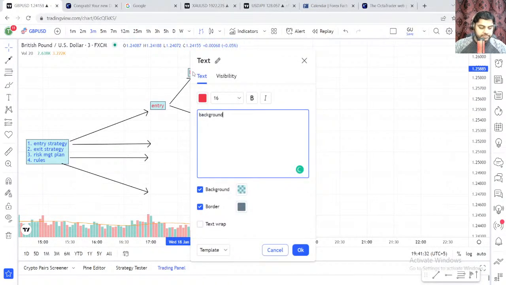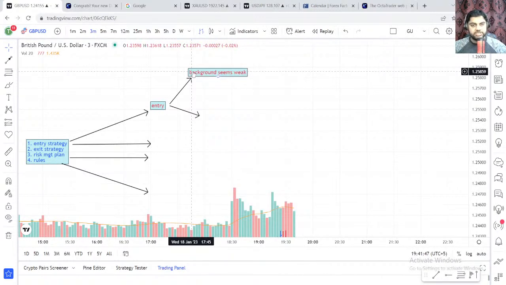background seems weak. And what's the meaning of weak? Weak means there is a downtrend. There is a chance for a downtrend. Weak does not mean anything else. Weak just means there is a tendency in the market to go down. Okay, so this is simple.